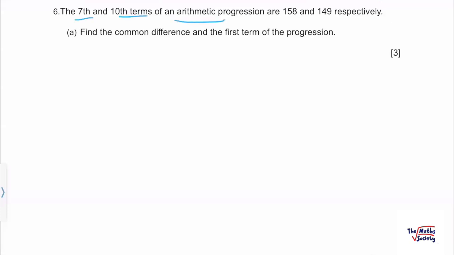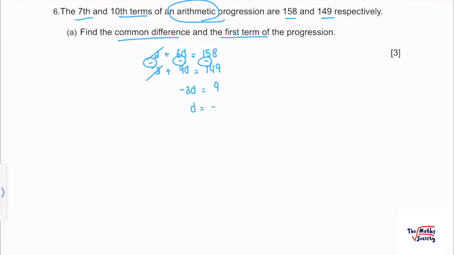7 and 10 terms of an arithmetic progression: 158, 149. Find a and the common difference d. So we know that for 7 terms, it's a plus (7 minus 1)d, which is a plus 6d, equal to 158. And then 10 terms, a plus 9d, that's equal to 149. Subtract, minus 3d, you get 9. So that's going to be d equals minus 3.